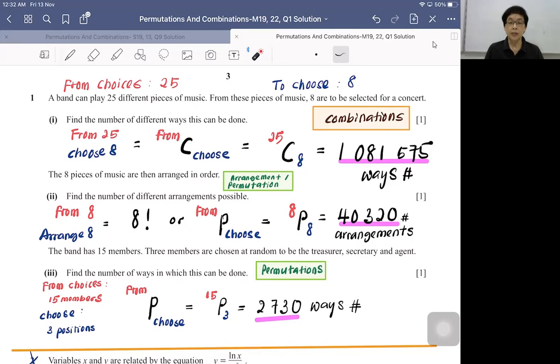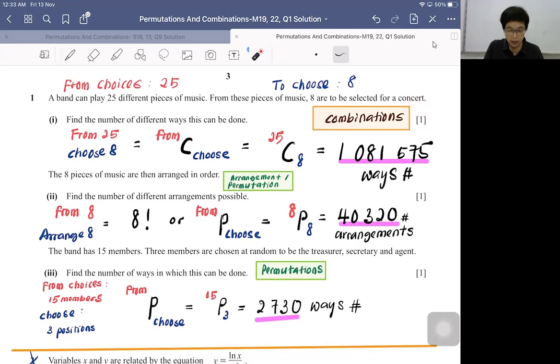Let's approach section 1. Find the number of different ways this can be done. For this question, we have worked out in our mind that the order of the choices, music 1, music 2, music 7, the order of the music doesn't matter. Therefore, we know that we're going to go for combination.